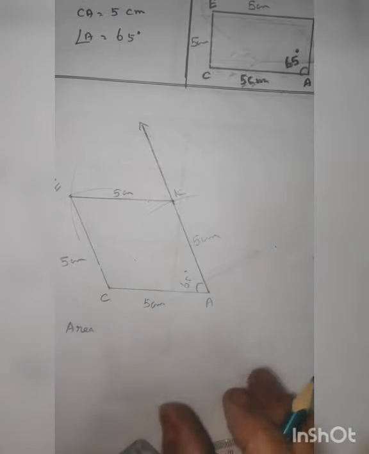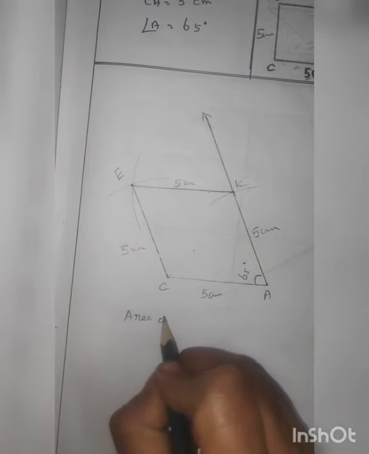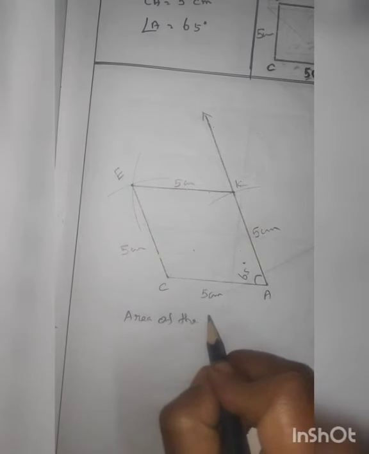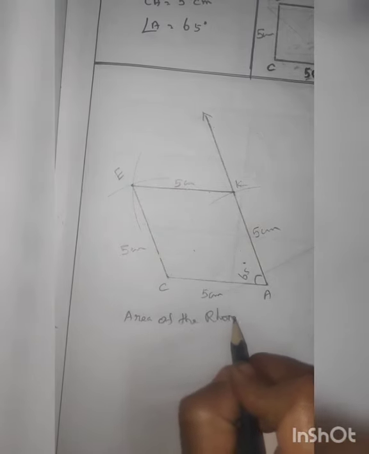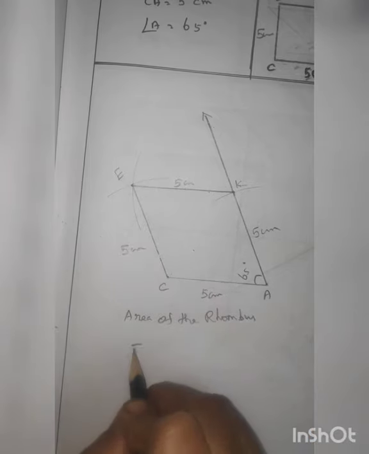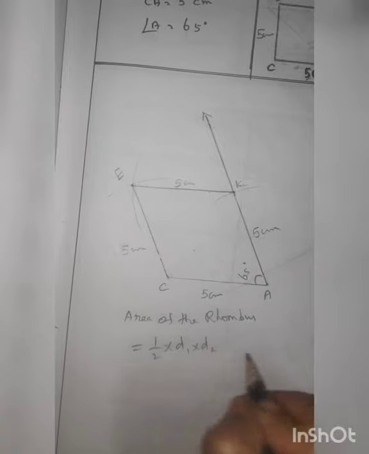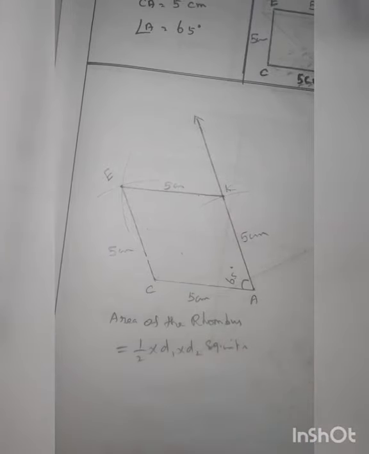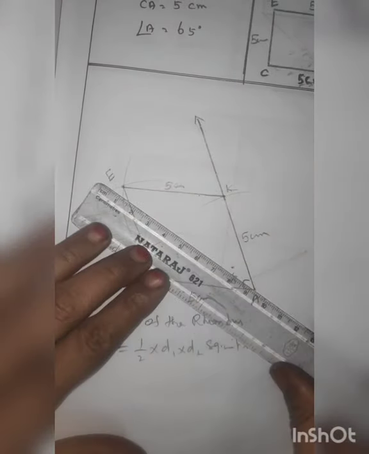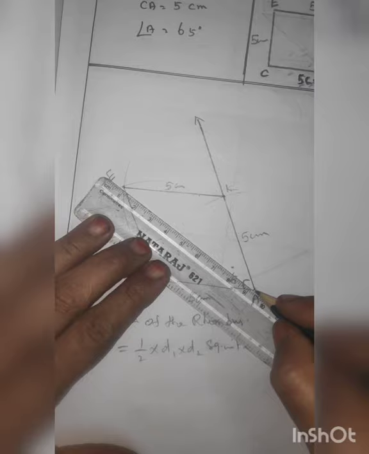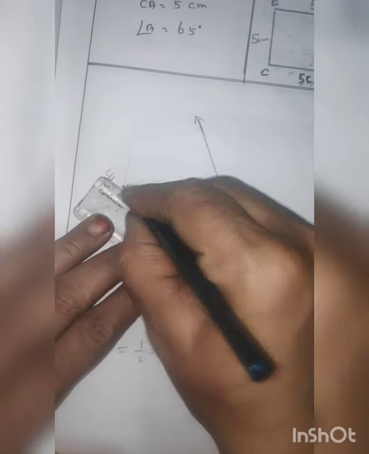Now the area of the rhombus is equal to 1 by 2 into d1 into d2 square units. Here no diagonal is joined, so you join the lines. Join d1 and join d2. Here join one line, and C and K also join one line.